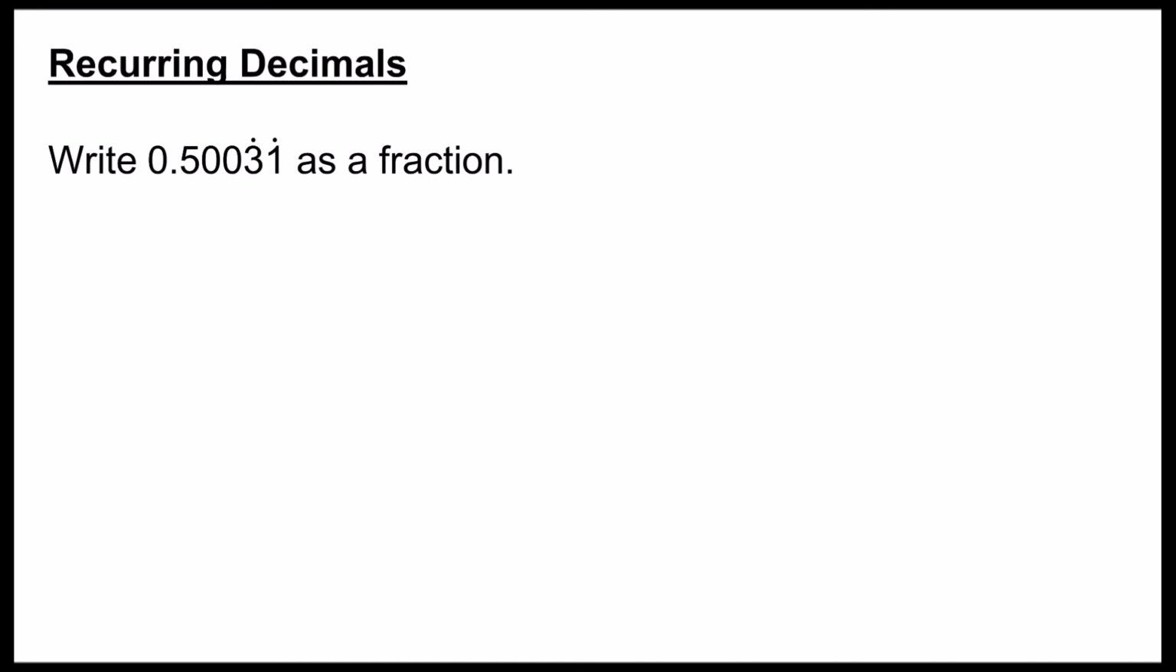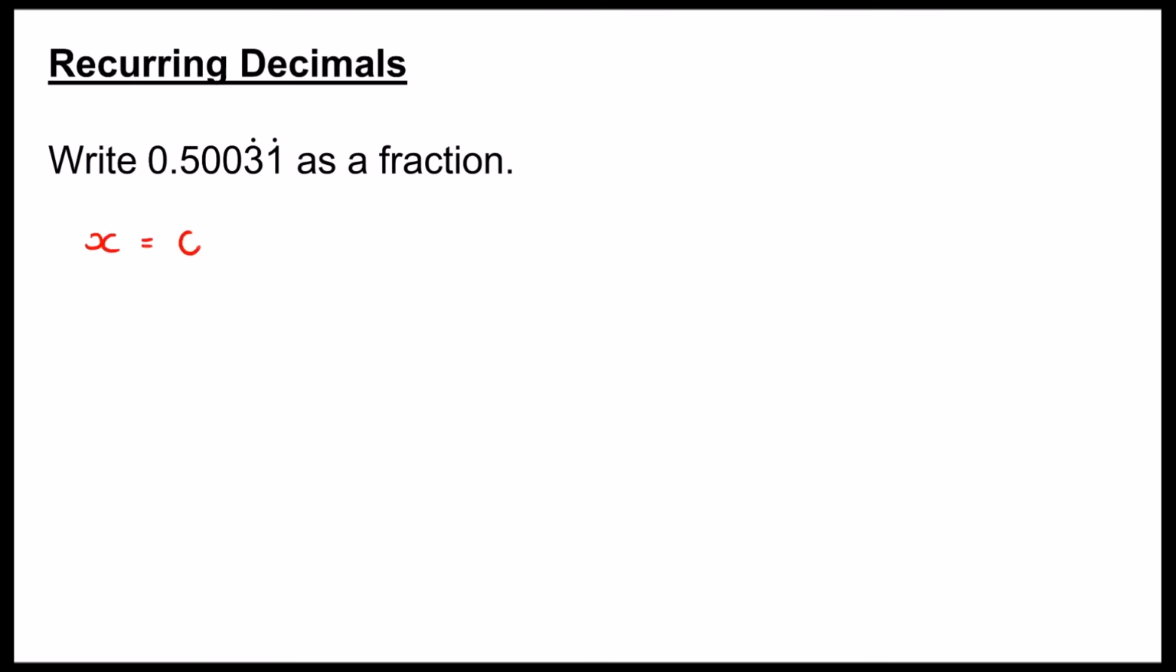So, one final example to demonstrate this is writing 0.50031 recurring as a fraction. That's a fixed 500 at the front and a recurring 31. Obviously, if you can answer this sort of question, you should be able to apply the same process to any question that you need to answer. So let's start off as we did before by writing down exactly what this means.